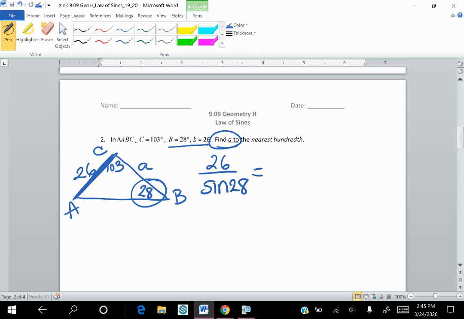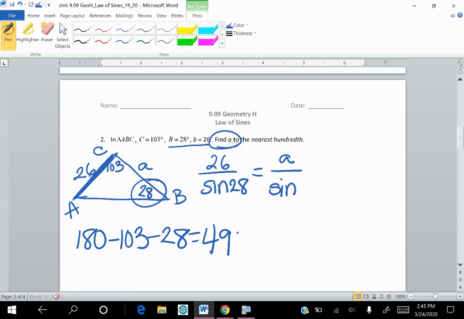So normally if we were just setting it up, I would say, okay, let's do C and do side C over sine of 103. But since I want A, I want to not have to find any extra steps here. So I want to use A, which means I need to do sine of angle A, but I don't know angle A. How could I find it? Well, I know that there's 180 degrees in a triangle. I've used up 103. I've also used up 28 degrees. So that means I have 49 degrees left. So now I found angle A.